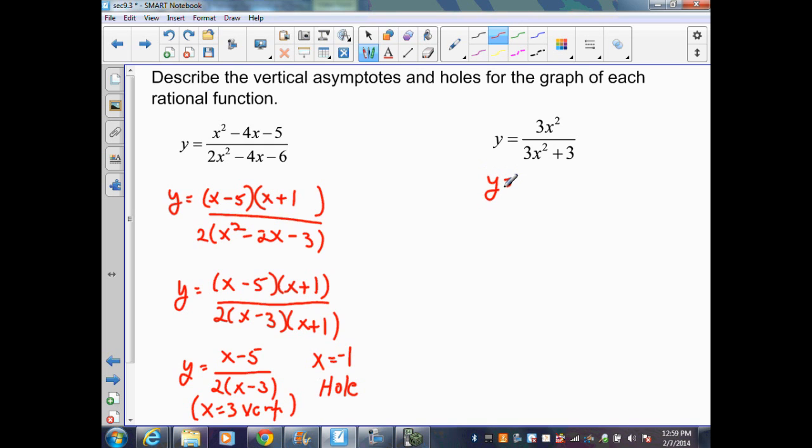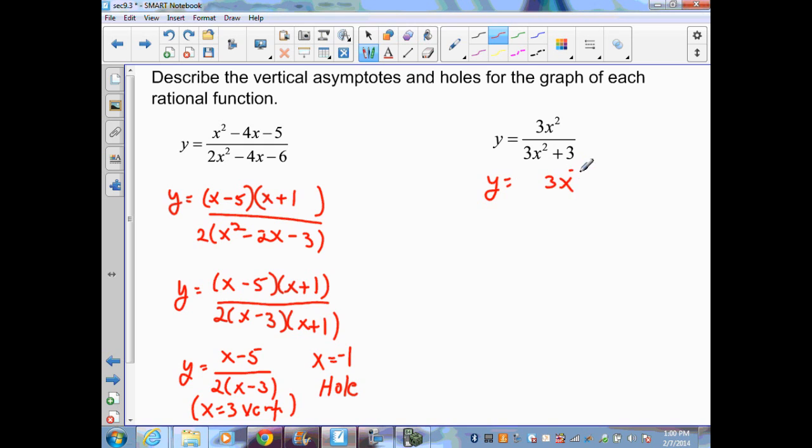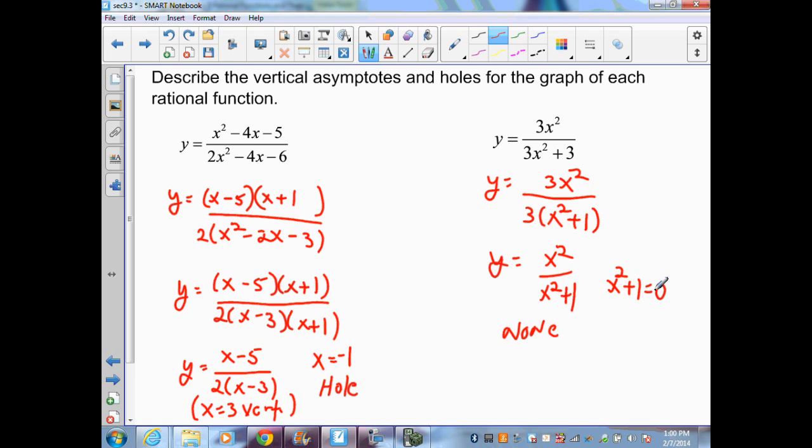Finally, y equals 3x squared over x squared plus 1. Factor, y equals x squared over x squared plus 1. Here, I have no points of discontinuity, so none, because I don't have any values of x that would make my denominator 0. For example, x squared plus 1 equals 0. X squared equals a negative 1. When I take the square root of both sides, I get x equals plus or minus i, which is imaginary.